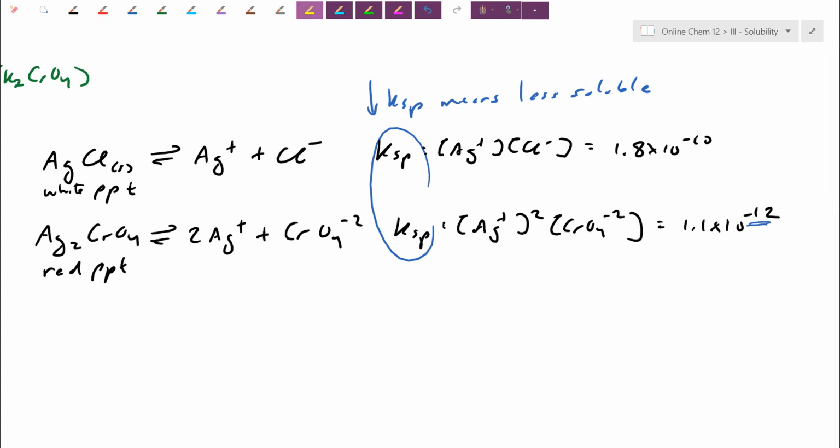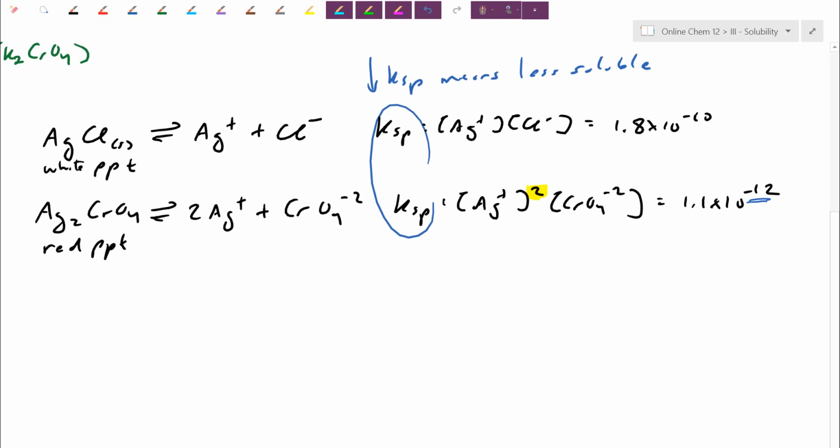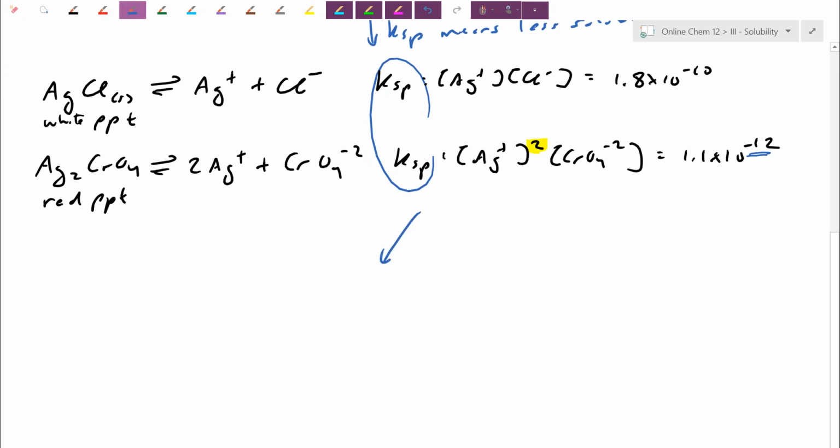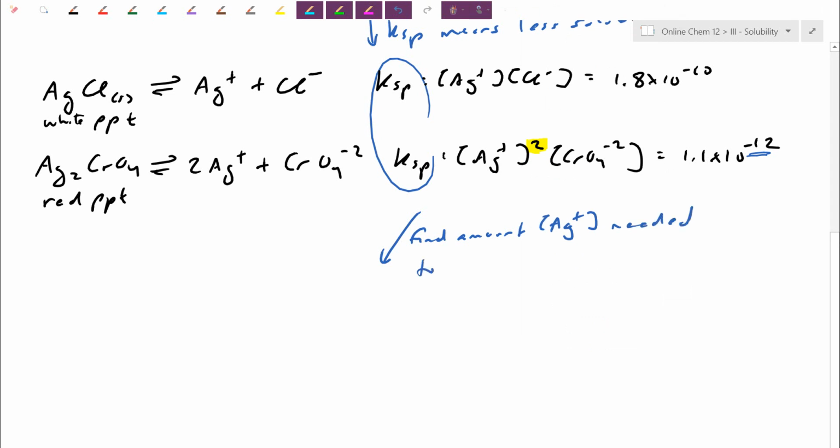Usually they don't give you a question like this where one of them is a 1-to-1 ratio and the other is a 2-to-1 ratio. Yes, no doubt this KSP is tinier, but this number may be tinier just because of this square here. Let's figure out which one of these solutions will need less silver to precipitate. So, for argument's sake, let's find the amount of silver, Ag+, needed to precipitate.